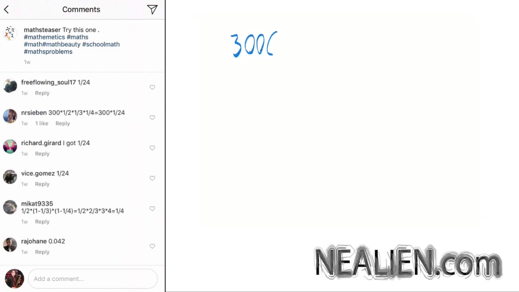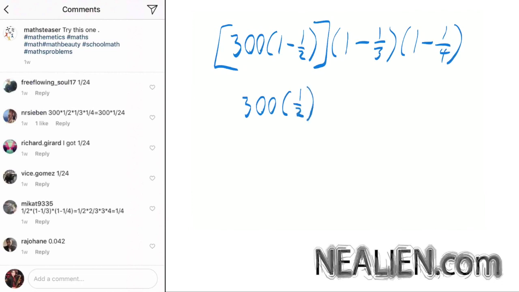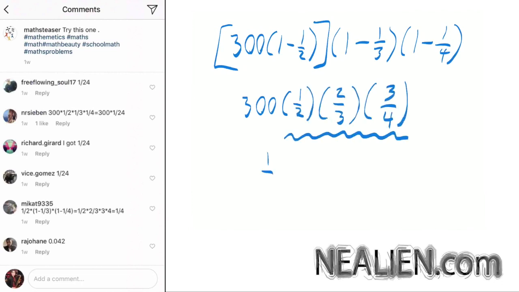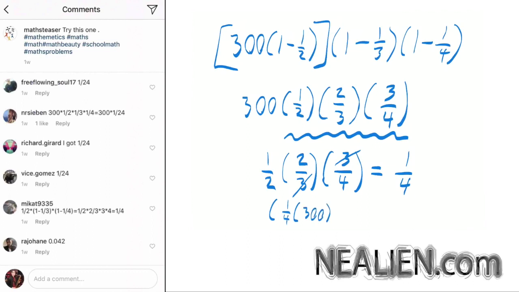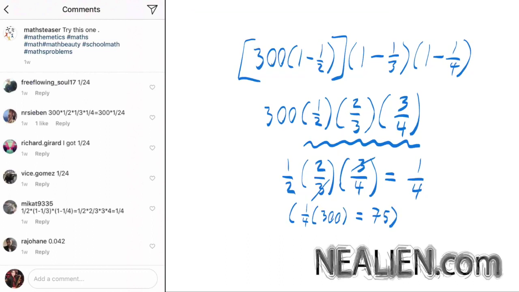Probably the more efficient way to do that is just to multiply 1/2 by 2/3 by 3/4. But I like how this person showed the process, and you can see the numbers from the problem directly in their work.